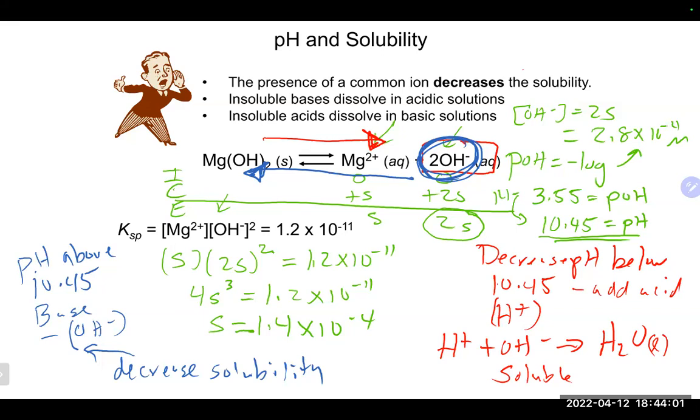So when you have something like this, either an insoluble acid or base, you can do the ICE table here and the Ksp calculation and figure out the concentration of hydroxide or the concentration of H3O plus, and that will allow you to figure out your baseline pH. Then you'll know, if I go too high or too low, what should happen in that particular case. Any questions on that?